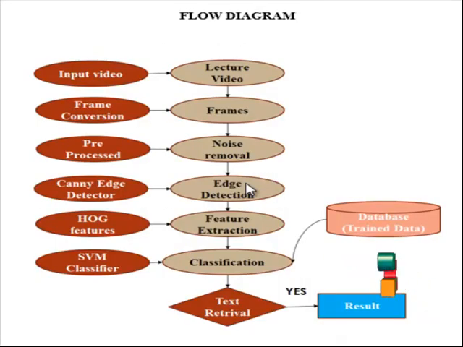Let me discuss the flow diagram for our process. First, capture the lecture video from the database. Next, in the frame conversion, convert the videos into frames. The size of the film frame varies depending on the still film format or the motion picture film format. A film frame or video frame is one of the many still images which compose the complete moving picture. The video will be read and we convert the video into frames. The converted frames will be saved.